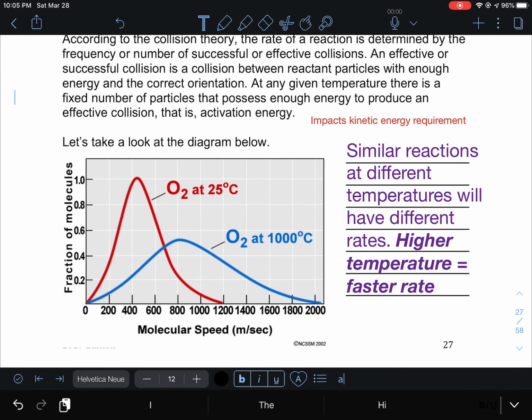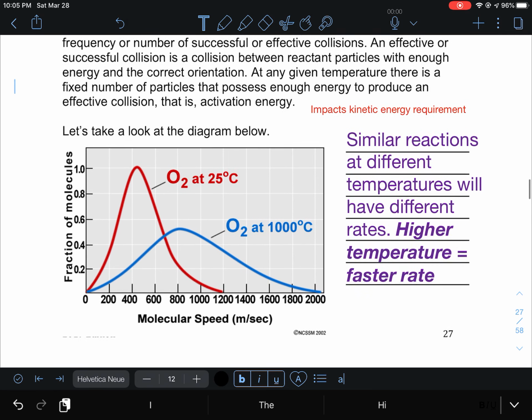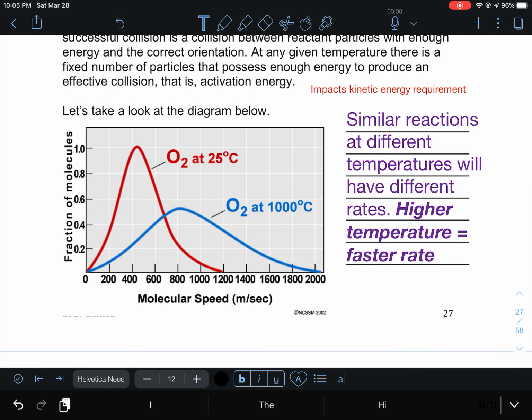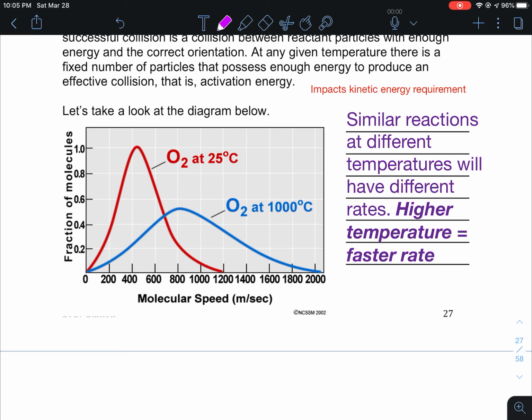So the more kinetic energy you put in the system, the more particles have the correct amount of kinetic energy. If I draw an activation energy barrier here, and I say this is EA, then notice that this one has way more ready to react. Way more can react. And at the lower temperature, less can react. Barely any of them have enough energy to react.